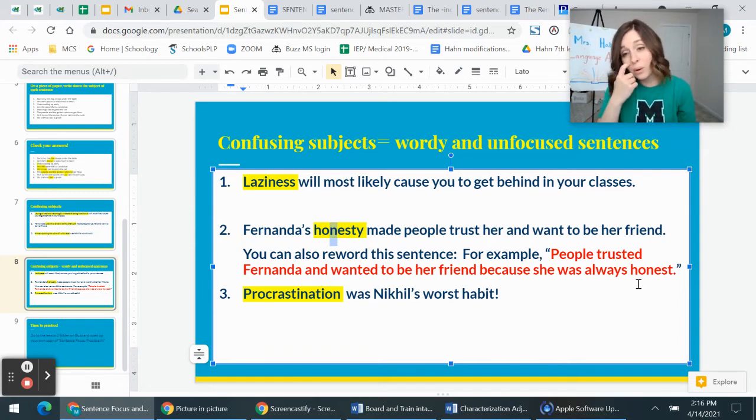Now, you could even reword this sentence if you wanted to. Instead of saying Fernanda's honesty made people trust her and want to be her friend, I would totally accept a reworded sentence like this: People trusted Fernanda and wanted to be her friend because she was always honest. Either way, I'm fine with that.